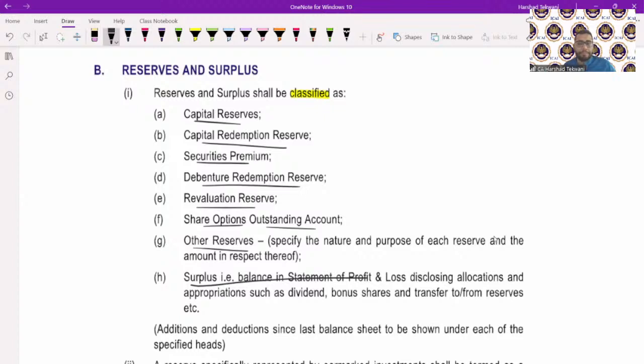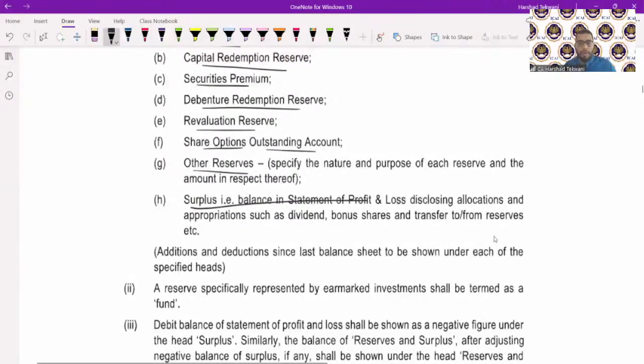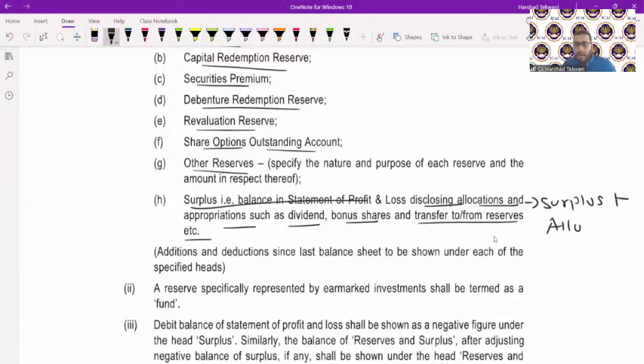Okay. Disclosing allocations and appropriations such as dividend, bonus, transfer to reserves, etc. Means they are asking you to show the surplus plus also allocations. So here, surplus plus allocation. Clear? Now, when I say other reserves, okay, when I say other reserves, then what?